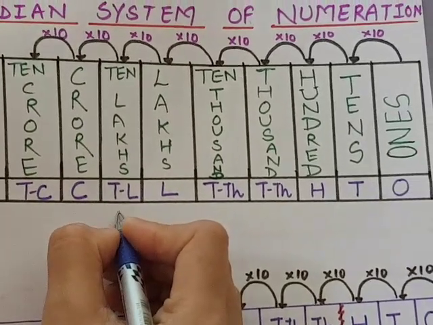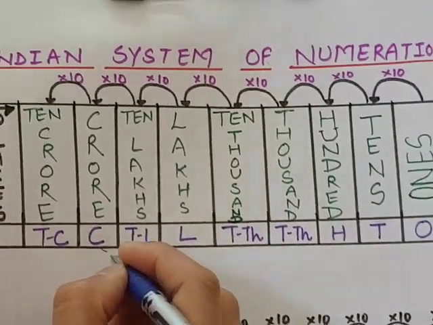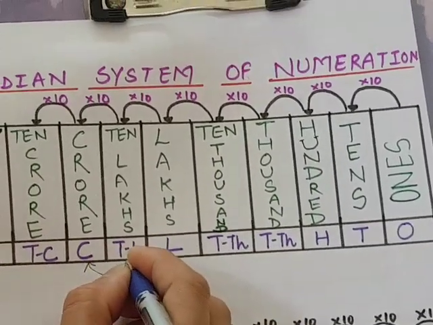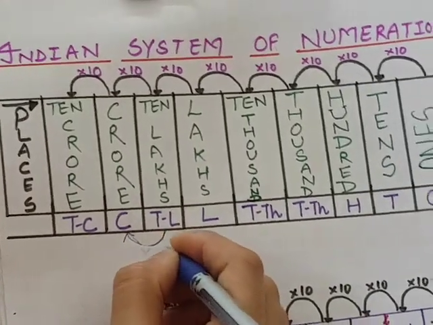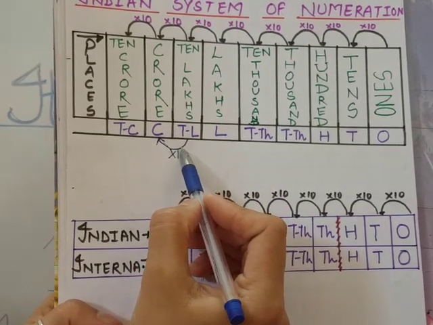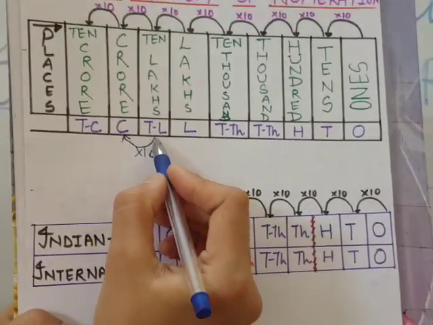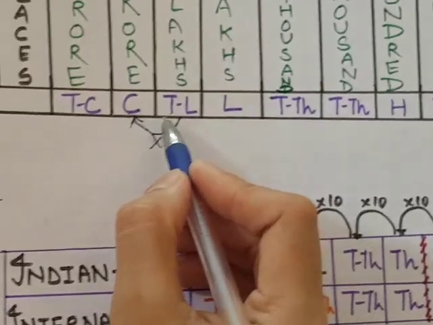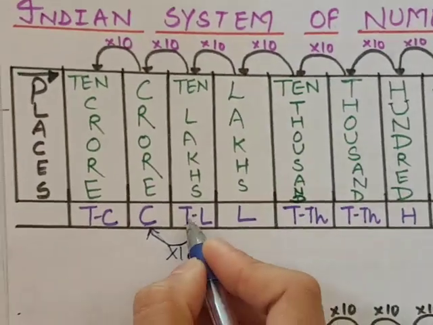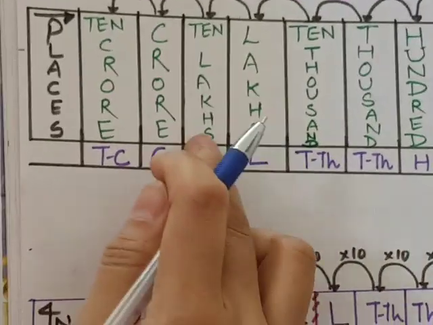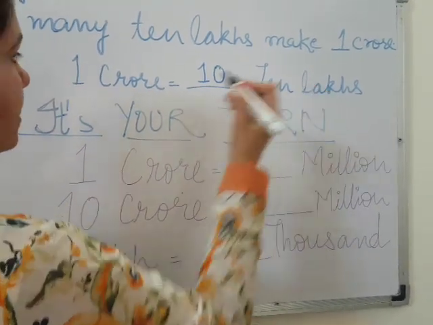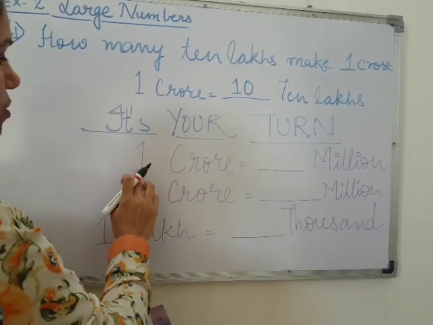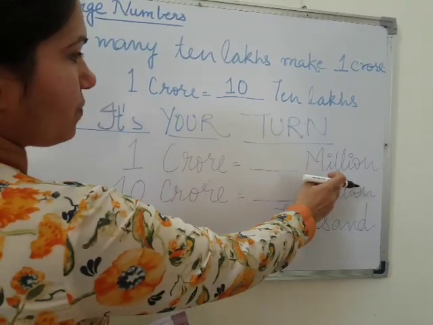Whenever we move one step towards the left, we multiply it with 10. As we are moving from 10 lakhs to 1 crore, we need to take one step towards the left. As we are going one step, we multiply this number 10 lakh with 10 and then it will be 1 crore. So our answer is 1 crore equals 10 lakhs.